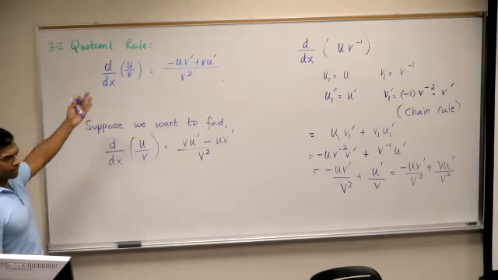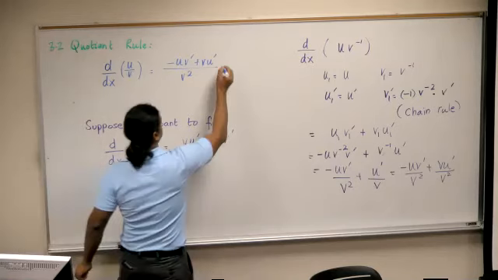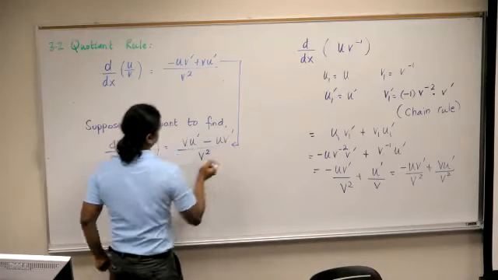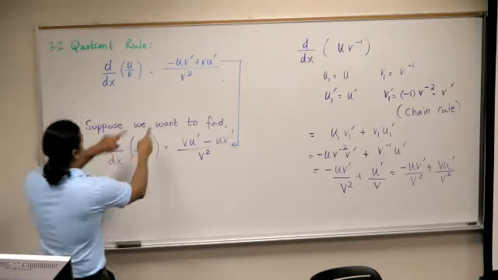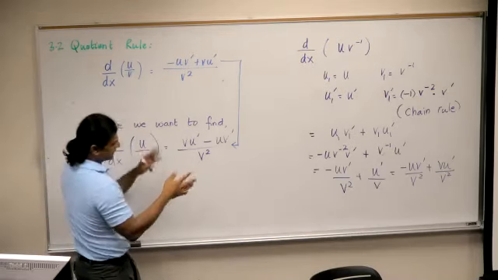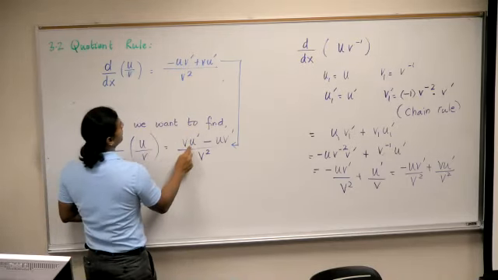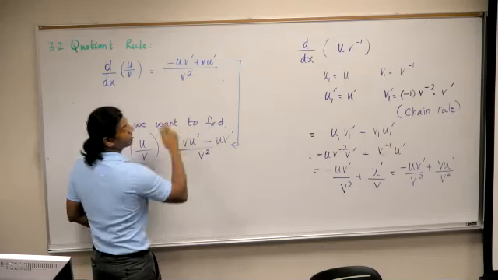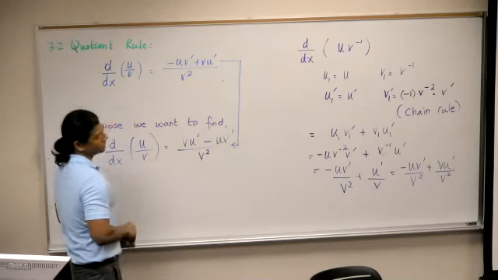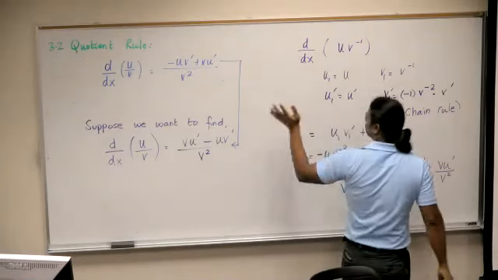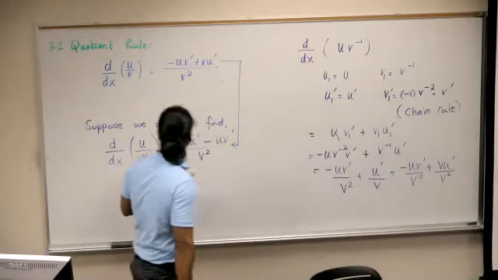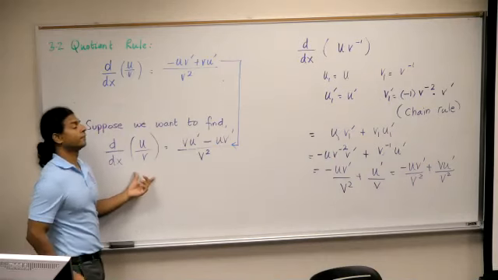If I rewrite that, it's exactly the same as that. Do you agree? They are one and the same. I just reversed the order because it is addition. So it's v u prime minus u v prime. So this is the easier way of realizing that this rule is true.